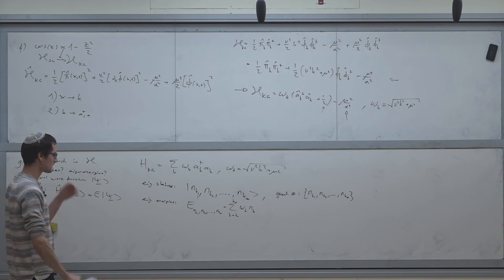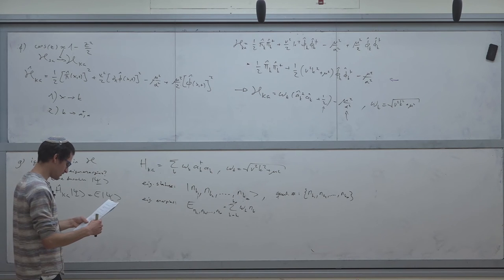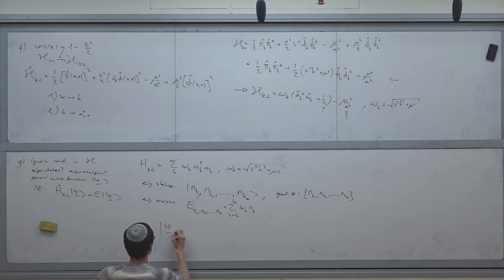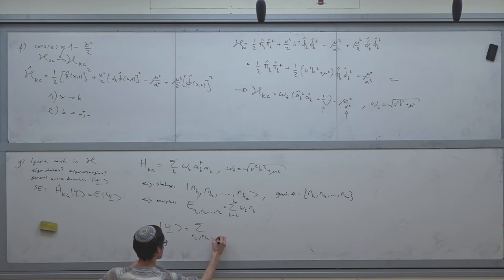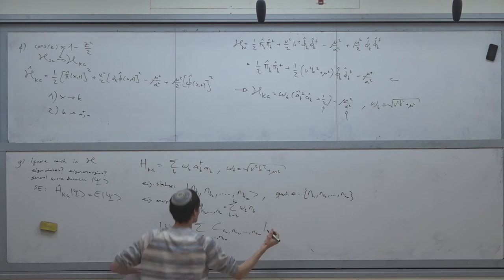And then the most general wave function is just a superposition of all possible eigenstates. So that's the sum over all of these quantum numbers, of some coefficient that depends on all quantum numbers. And it's the Fock states.